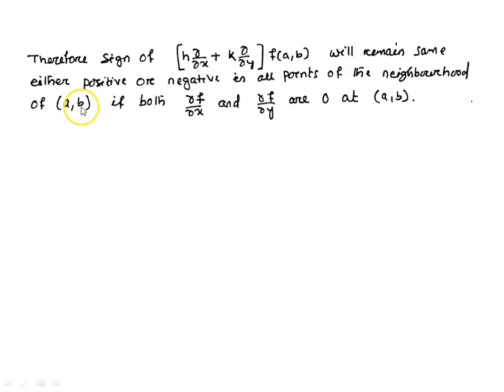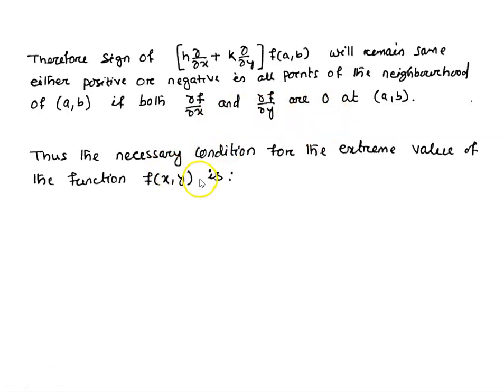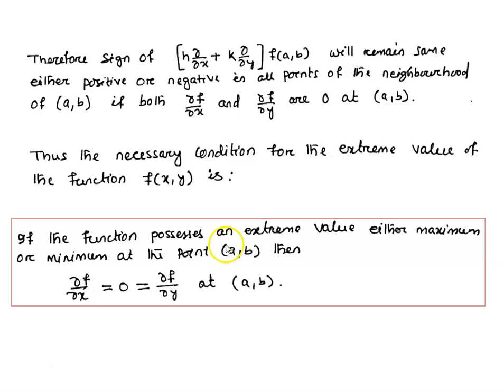So the point AB is a point of maximum or a point of minimum only if both ∂f/∂x and ∂f/∂y are 0. Thus the necessary condition for the extreme value of the function f(x,y) is: if the function possesses an extreme value, either maximum or minimum, at the point AB, then the partial derivative of the function with respect to x is 0 and the partial derivative of the function f with respect to y at AB is 0. So this is the necessary condition.